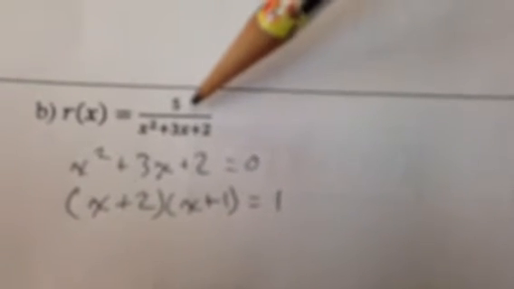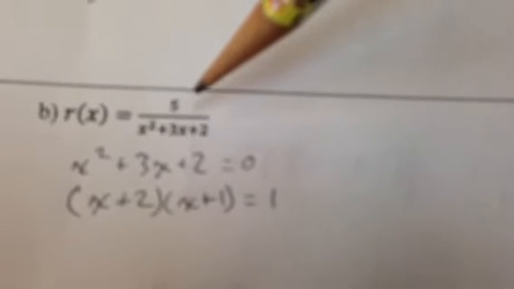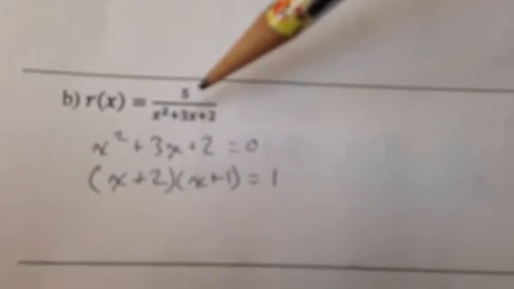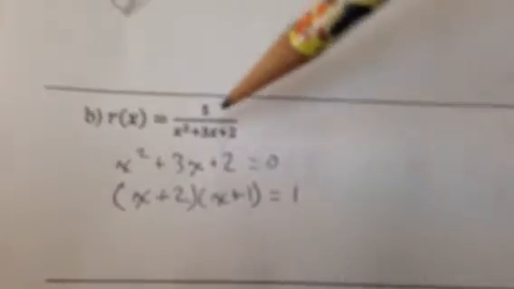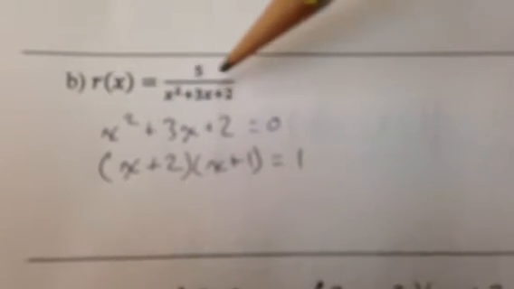The next one has a 0 degree polynomial, which is just a constant number on top. The x-intercepts of this function: there aren't any, because this fraction will never equal 0. The top always equals 5, so it never equals 0. So no x-intercept. The y-intercept, however: when you replace x with 0, you still have a 5 on top, and that's 5 over 2, so the y-intercept is 5 halves.